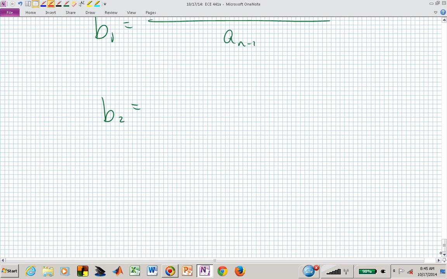So B sub 2, if I am doing this right, is A sub n minus 1, if I'm keeping track of my subscripts, times A sub n minus 4, minus A sub n times A sub n minus 5, all over A sub n minus 1. Is that clear?